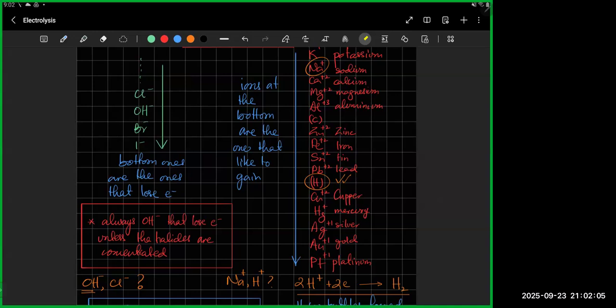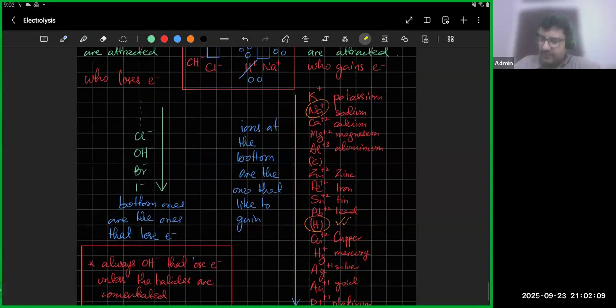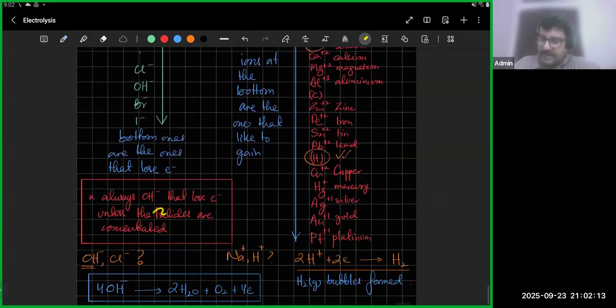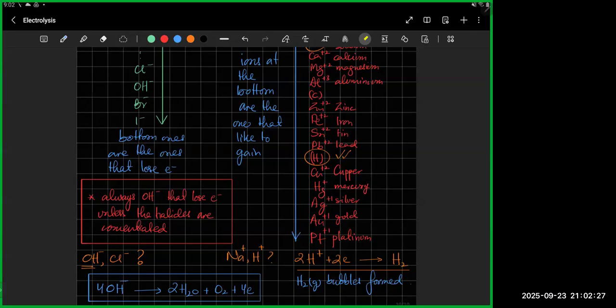See, I told you, here's the rule. The rule is it's always OH ions that lose electrons unless they say that it's concentrated. Okay, is that clear?